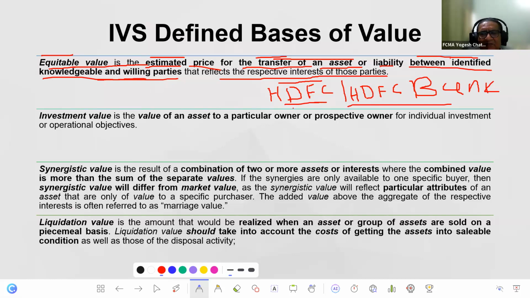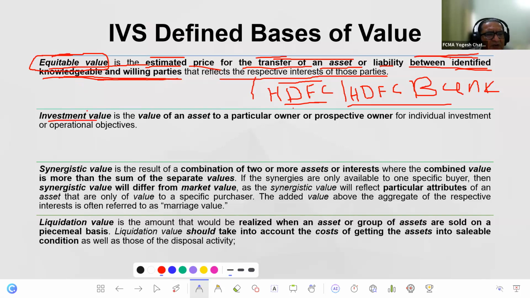Now you can visualize that the transaction is between identified, knowledgeable, and willing parties. So, in other words, equitable value. Normally, one of the examples of that is the settlement of purchase consideration in mergers and acquisition transactions. There, instead of market value, we determine the equitable value.